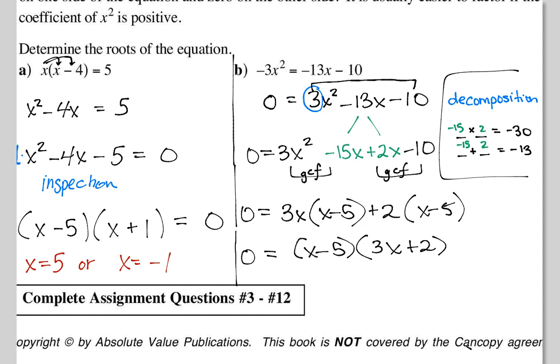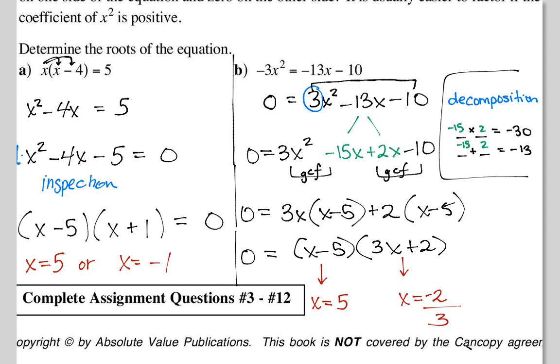So the two answers are, from the first term, x equals 5. And then this one, cover up the 3. What if the 3 wasn't there? -2. How do you get rid of the 3? Divide it.